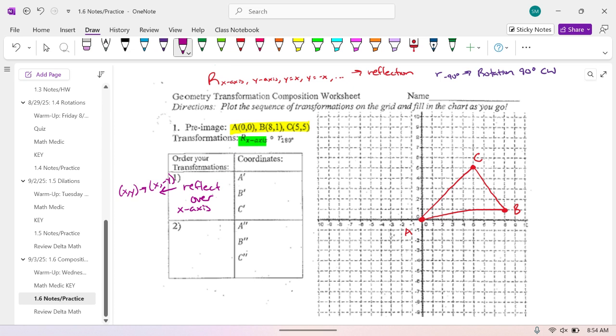So let's go ahead and state the points. So for point A, does anything change? No, it's at the origin. What about for B? What's it now? 8, negative 1. And then C prime, 5, negative 5. All right, so take a minute, plot that one.